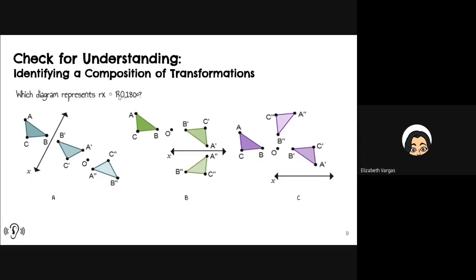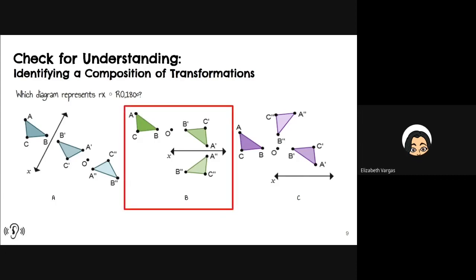So first we would rotate about the origin 180 degrees, so that's the first thing we do. And then after that, we reflect across the line x. So what do you think? Just shoot a guess. We will go over it in a little bit. Thomas says B. Anyone else agree with Thomas? B. Okay.